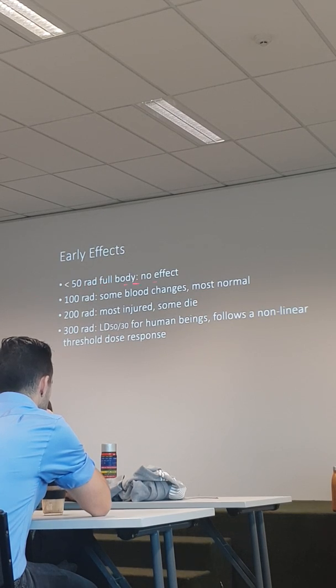Less than 50 rads to the full body, there's no effect. 100 rads, some blood changes. 200 rads, most injured, some died. 300 rads is the LD 50 over 30 for human beings. So this is the lethal dose for 50% of the population over 30 days. It follows a non-linear threshold dose response. Basically, it's just a non-stochastic effect, so deterministic.